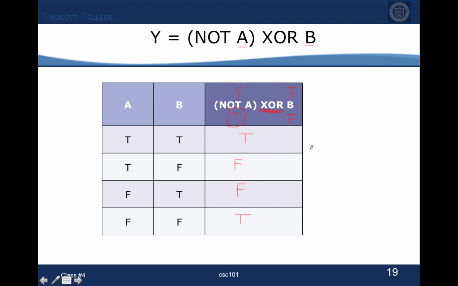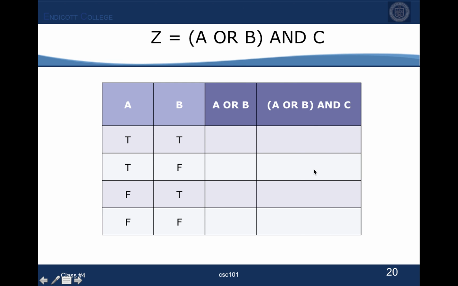So it's actually just sort of the opposite, you could say, of exclusive OR, which hopefully makes sense because the not is sort of the opposite. Okay, great. So that's another example of that.